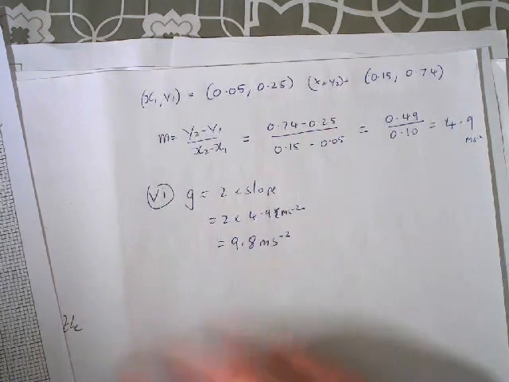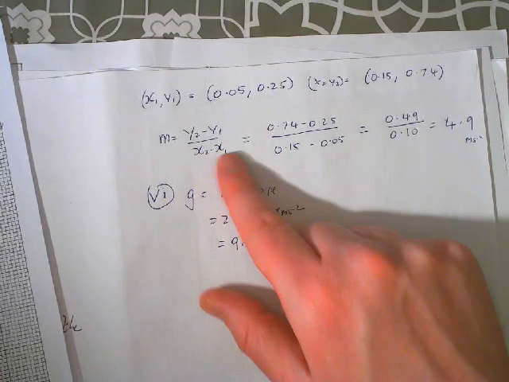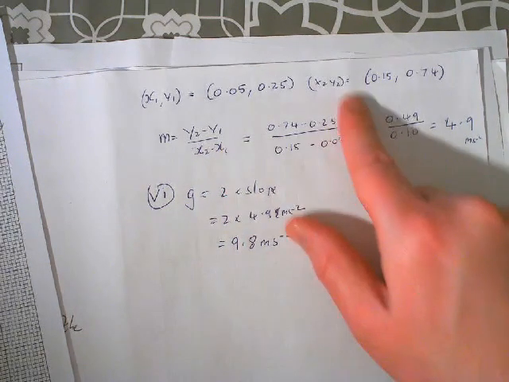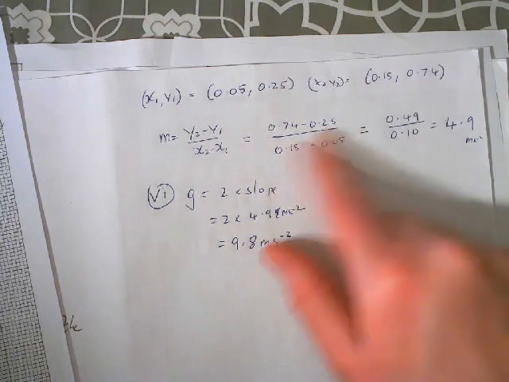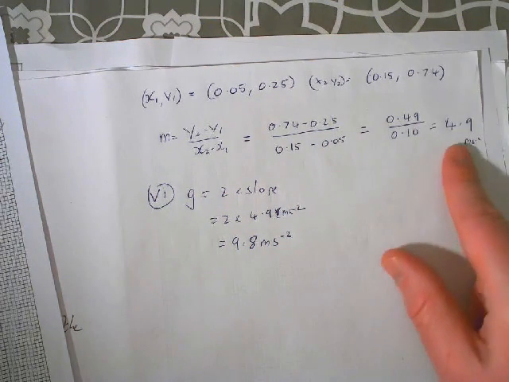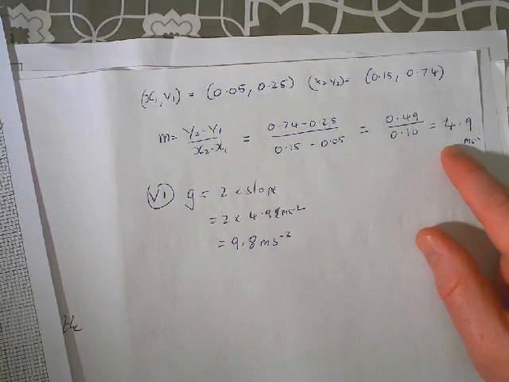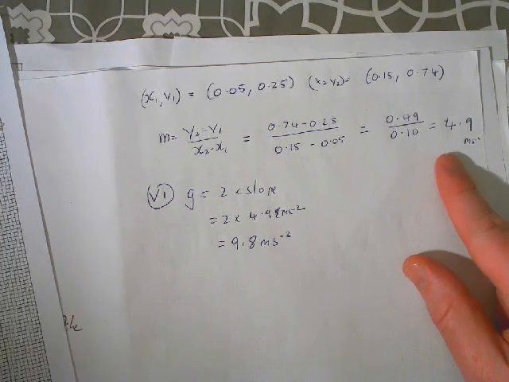I'm going a little fast, so I'm going to slow down a little. You can choose any 2 points on your line of best fit, but the further apart they are, and if they're in a nice interval, it makes it a bit more straightforward. So rise over run: 0.74 minus 0.25 for the rise, 0.15 minus 0.05 for the run. That works out as being 4.9.